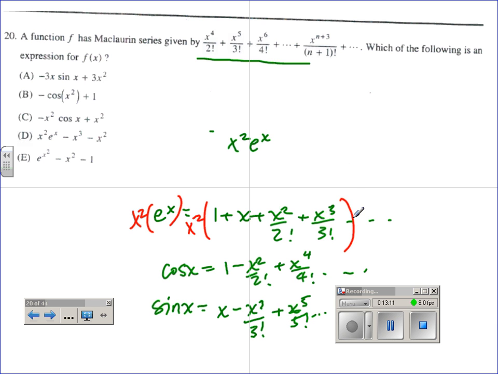And so if you multiply through by x squared, you get x squared plus x cubed plus x to the 4th over 2 factorial plus x to the 5th over 3 factorial, etc. So you have these extra terms that you don't need, and so you subtract them out, which is part D.